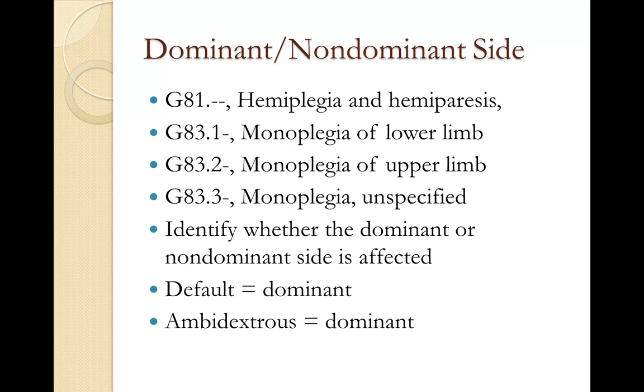In ICD-9, we didn't have any specification if it didn't say dominant or non-dominant. Now you can see here that the default is dominant. So if it's unspecified, if our documentation doesn't read that it's non-dominant, we can assume that it is the dominant side. And when we take a look at these codes, the G81, G83, looking at hemiplegia, monoplegia, those kinds of things, we can identify that again as non-dominant or dominant side.